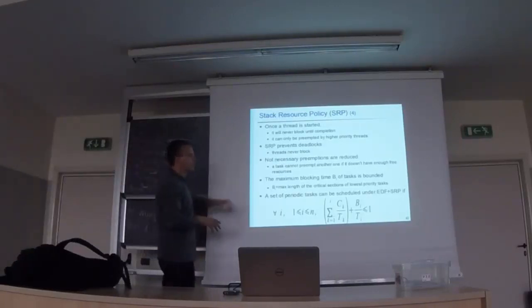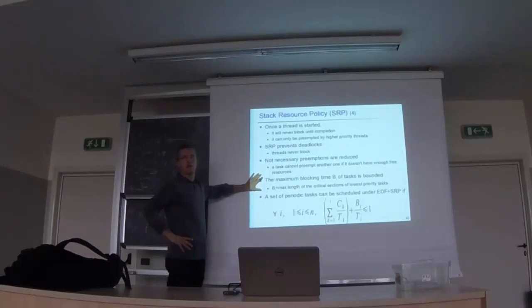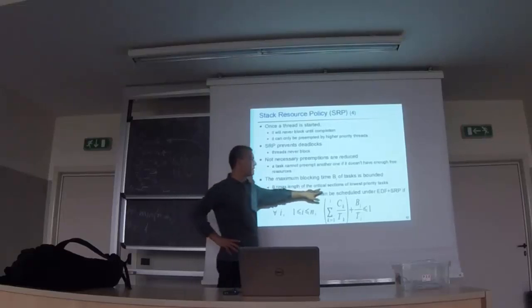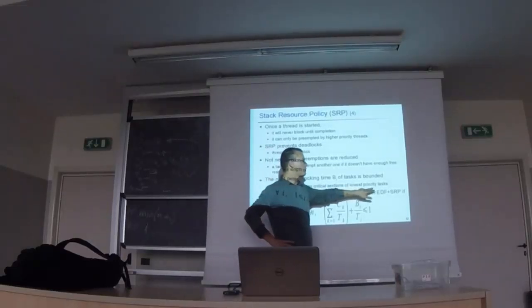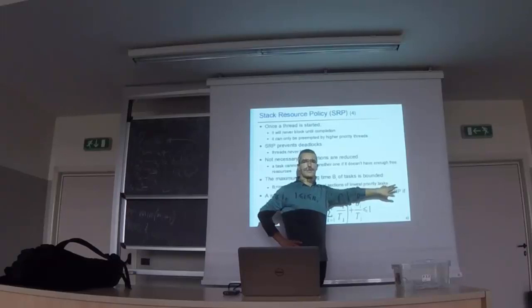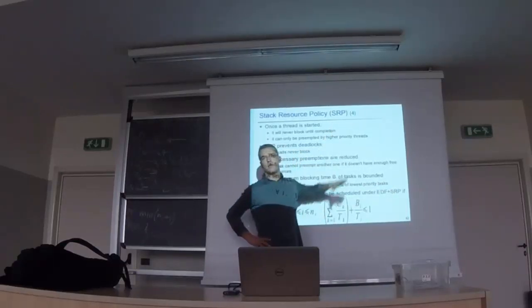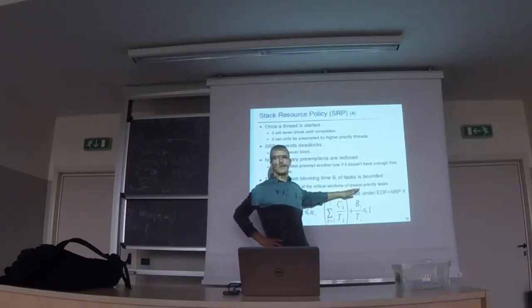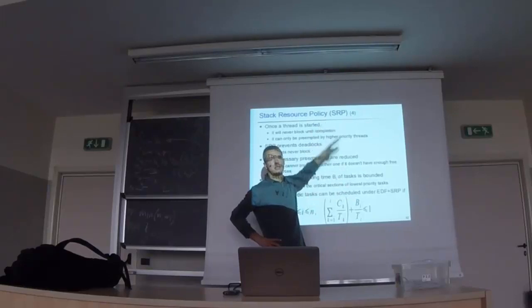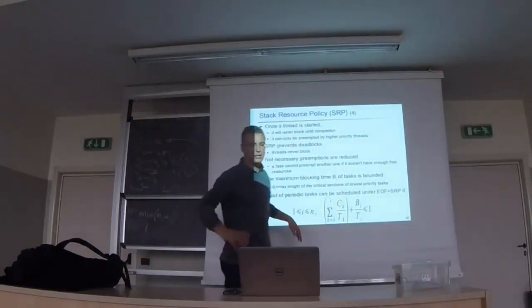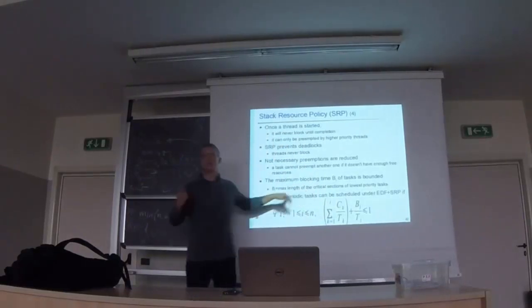The blocking term is again the same one as in the priority ceiling. Well, this is not exactly true. This is the maximum length of the critical sections of lowest priority tasks, with either direct blocking or push-through blocking. If you have low priority tasks which do not share any resource with a higher priority task, then you don't need to count them. So this should be the same as in the priority ceiling.